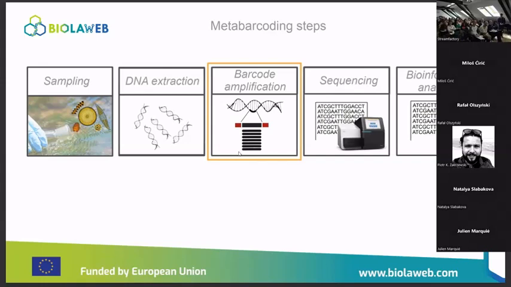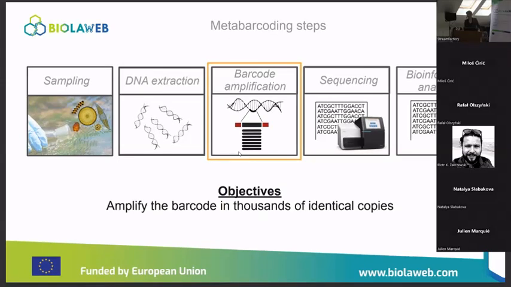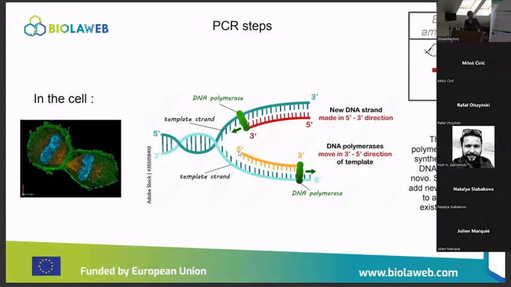The objective of these steps is to amplify the barcodes in thousands of identical copies. It is during these steps that you truly see if you didn't extract, for instance, inhibitors in your DNA extraction. So we again didn't invent anything. We just used what already exists in nature to amplify DNA.